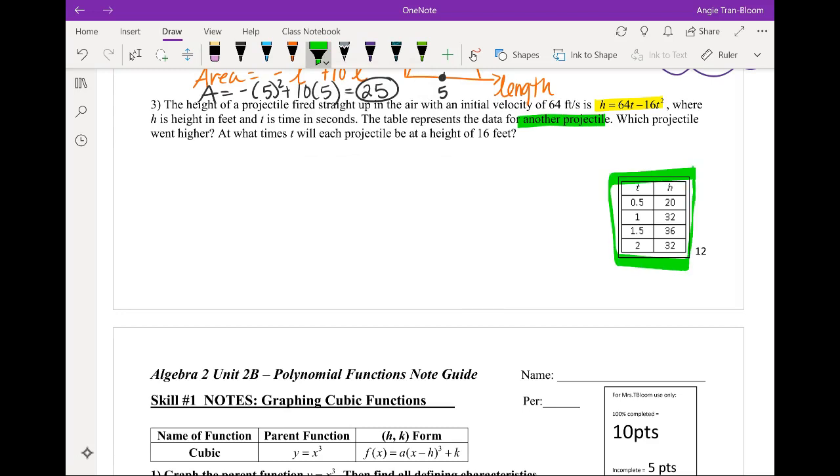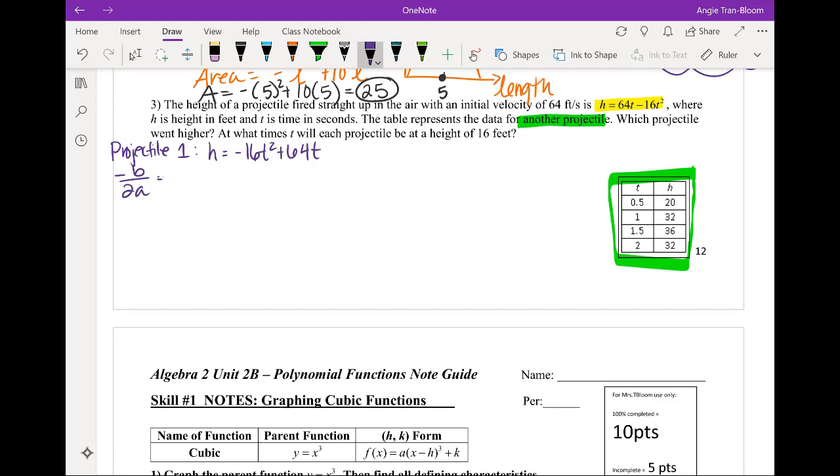So guys, another projectile is the table. It did not give it to you in the equation. They asked you a few different parts. Which projectile went higher? So we will start with projectile 1, which is your equation. If I rewrite it in standard form with the a in the front, I'm going to write negative 16t squared plus 64t. This will avoid us mixing up your a and your b variable. How do we find the highest location? What do we call it? Vertex. The x-coordinate of the vertex would be negative b divided by 2a.